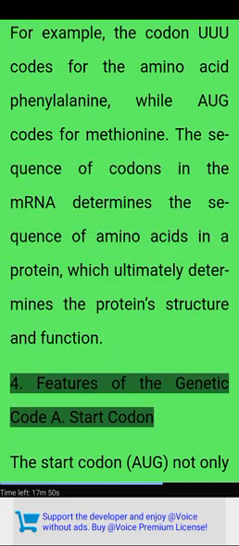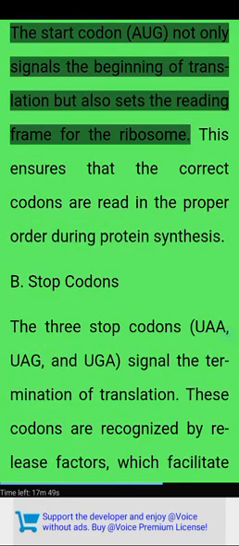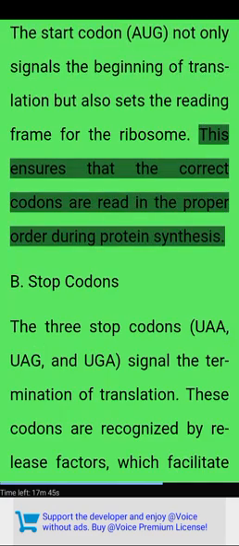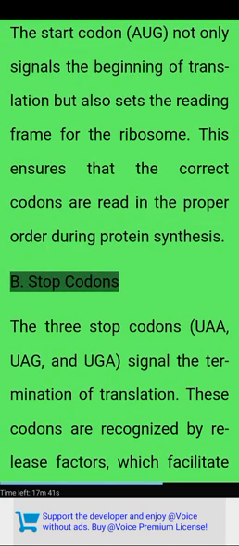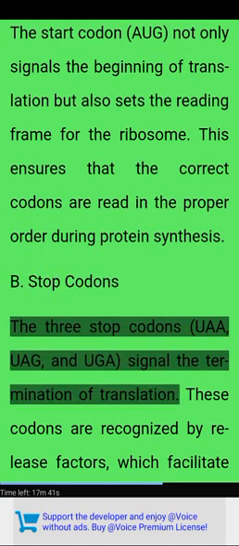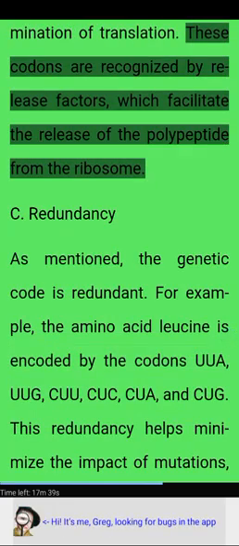4. Features of the genetic code. A. Start codon. The start codon AUG not only signals the beginning of translation but also sets the reading frame for the ribosome. This ensures that the correct codons are read in the proper order during protein synthesis. B. Stop codons. The 3 stop codons UAA, UAG, and UGA signal the termination of translation. These codons are recognized by release factors, which facilitate the release of the polypeptide from the ribosome.